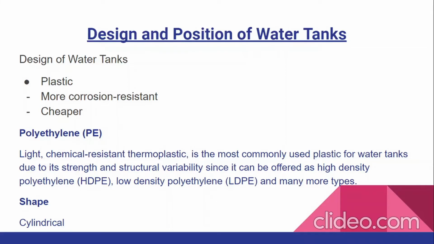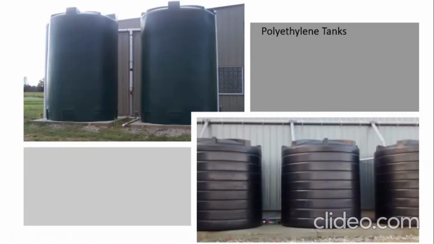However, it is recommended that we use the high density variant, as HDPE has little branching, giving it stronger intermolecular forces and tensile strength than LDPE. The tanks we are using will be cylindrical in shape, although change in shape will not cause a significant difference or unsatisfactory results. Here are some pictures of polyethylene tanks.